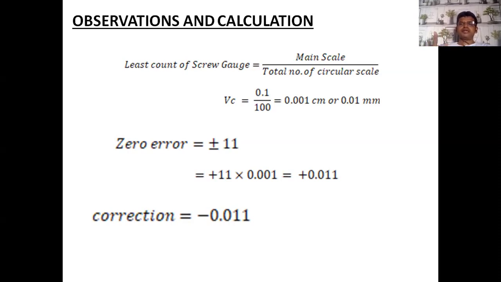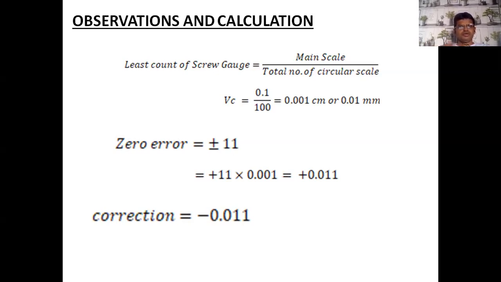The error in the vernier calipers we showed as 0, but here it is different. I have written the answer directly: the least count of the screw gauge, with the same formula, main scale divided by the total number of circular scale divisions. The main scale value is 0.1, but the total number of circular scale divisions is 100. So we found the value 0.001 centimeter, otherwise 0.01 millimeter.